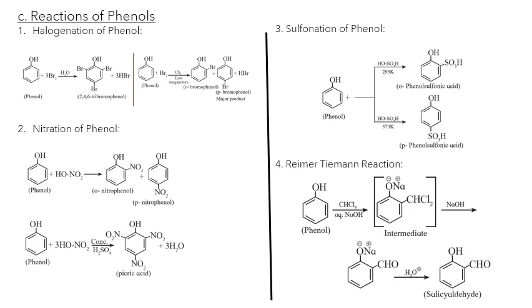Fourth reaction, that is the Reimer-Tiemann reaction. When phenol is treated with chloroform in aqueous sodium hydroxide solution, followed by hydrolysis with acid, salicylaldehyde is formed, and this reaction is known as the Reimer-Tiemann reaction. If carbon tetrachloride is used in place of chloroform, salicylic acid is formed.